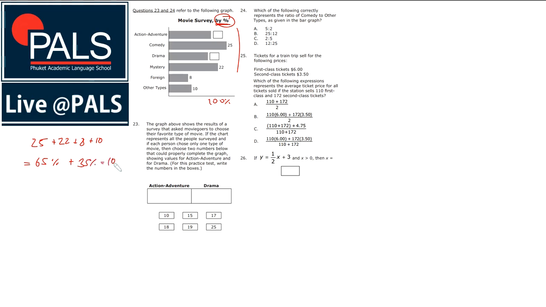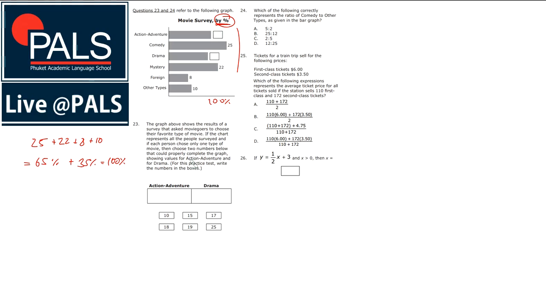Will add up to 100%. So from here we need to find 2 numbers that add up to 35. And we can as well see that action adventure has a greater percentage than drama. So action adventure needs to be the larger number. We can see as well that it has to be smaller than 22, the larger number.